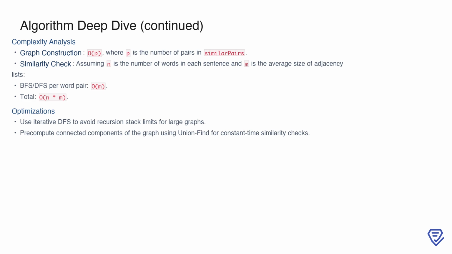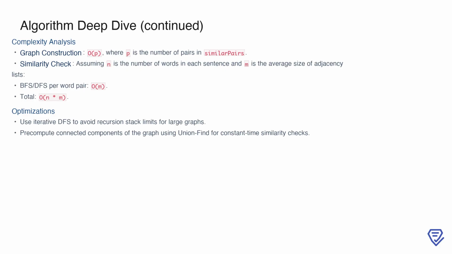Constructing the graph from similar pairs has a time complexity of O(P), where P is the number of pairs. For the similarity check, let N represent the number of words in each sentence and M the average size of the adjacency list. Each graph traversal, whether using BFS or DFS, takes O(M) time per word pair, resulting in a total complexity of O(N * M) for the sentence comparison. This ensures the algorithm scales well for moderately sized inputs.